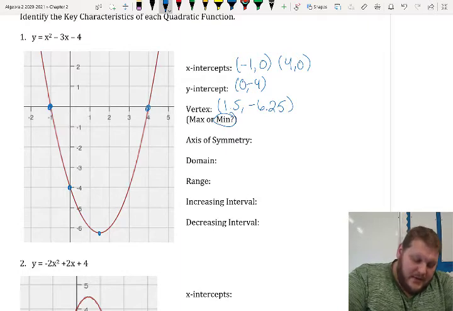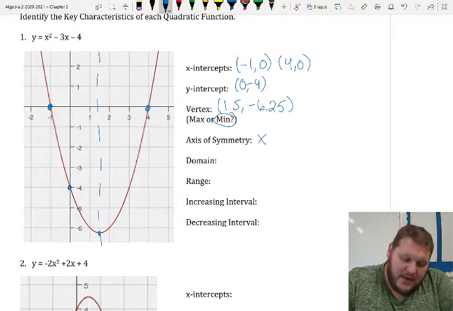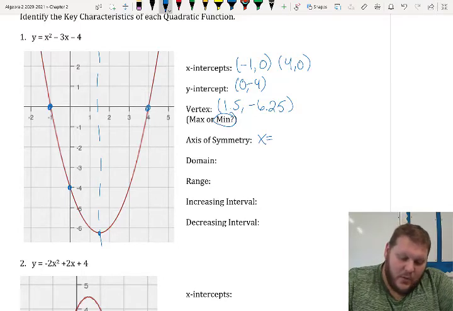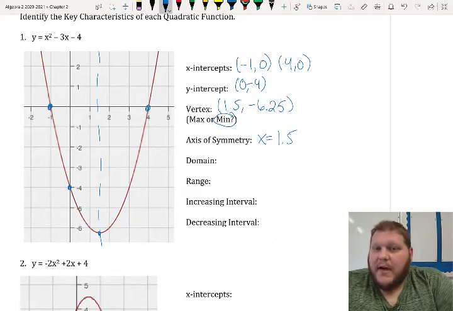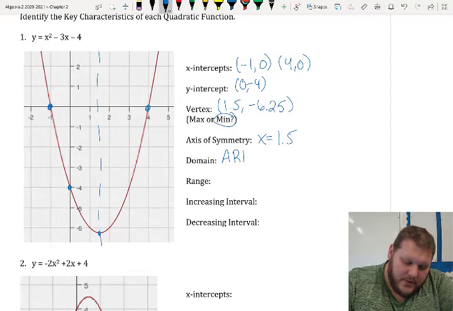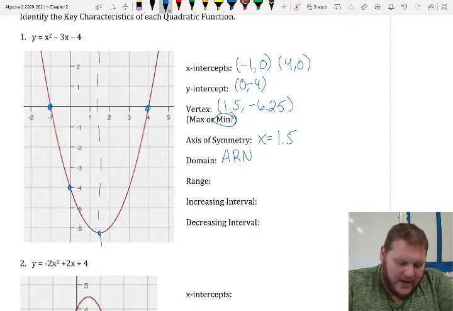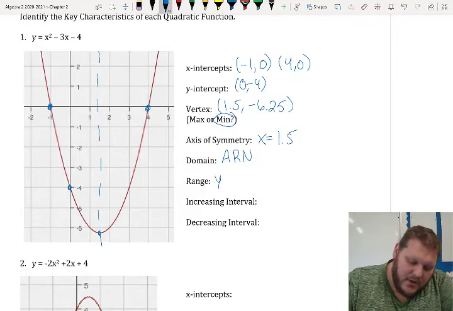For my AOS, we know that that is this dotted line that goes right through your vertex. Since we're trying to write the equation of a vertical line, the equation for that is always x equals some number, wherever it is horizontally. So in this case, 1.5 was the x value we're using for our vertex, so x equals 1.5 would be our equation for the AOS. Domain, always all real numbers. Our range, now if we have negative 6.25 as our lowest value, our range should be y is greater than or equal to negative 6.25.